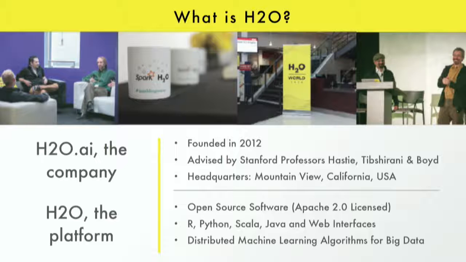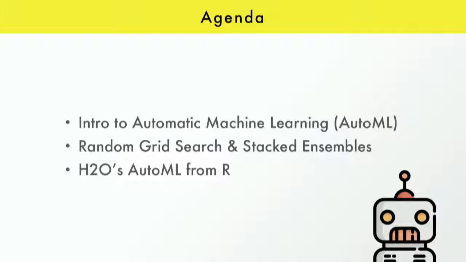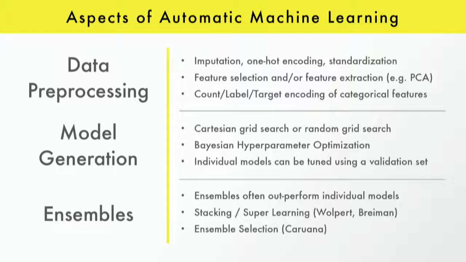Okay, so H2O, I'm not sure if you've all heard of H2O, so I'll just say a little bit about what the company is and then what the software is. The company was started in order to put out open source machine learning software that's distributed for big data. That's the whole point of it. It's been open source since the beginning, and this is the agenda.